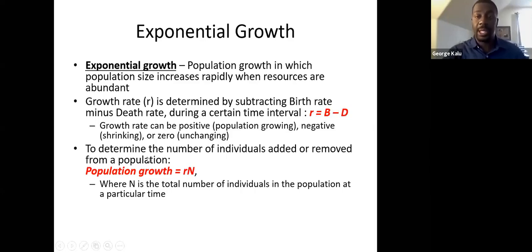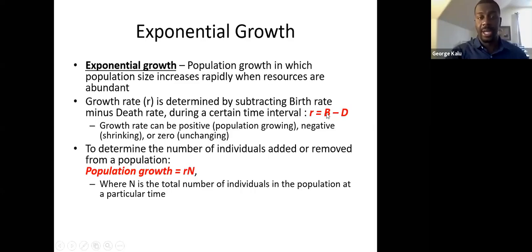Now, in order to determine the number of individuals that are actually being added to the population or removed from the population, what you do is you take the growth rate and you multiply it by the population size. And that will tell you the number of individuals that are either being added to the population by birth or the number of individuals that are being removed by death. And again, N refers to the number of individuals in the population as a whole.